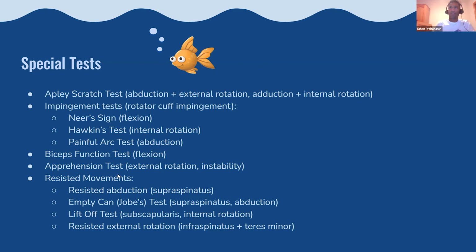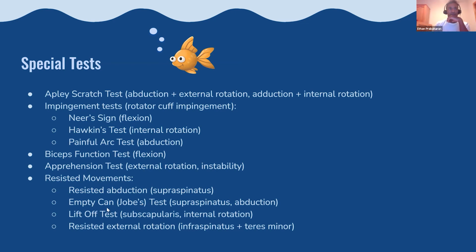And then we've got a bunch of resisted movements. So rather than doing a movement actively or passively, you apply pressure the other way. That's what we call resisted movements. So we do resisted abduction, which tests your supraspinatus muscle. We have the empty can or Job's test, which is where your hands are like you've poured out an empty can. Then that will test your supraspinatus and abduction.